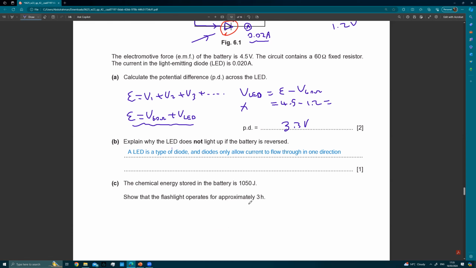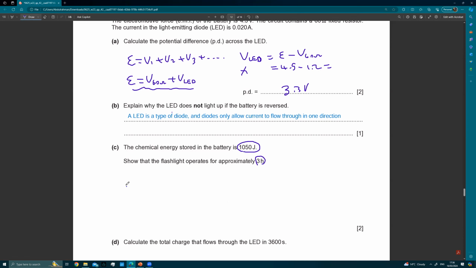Chemical energy stored is 1050 joules. Show that the flashlight operates for 3 hours. So it's giving you energy and it's asking for time. So the only equation that involves energy and time is the power equation. So we can say that power is equal to the energy transferred per unit time, right? That's the equation for power.